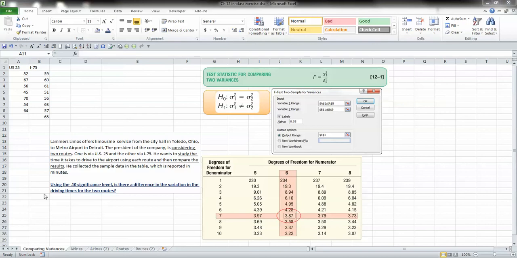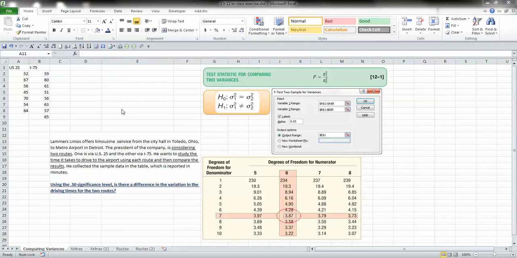First step is that we assume that nothing is going on, in which case we refer to the null hypothesis. So we make our null hypothesis statement, which is that the variation of the population of the first data set, US 25, is equal to the variation of the population of the second data set. The alternate hypothesis then is that they differ, or that they're not the same.